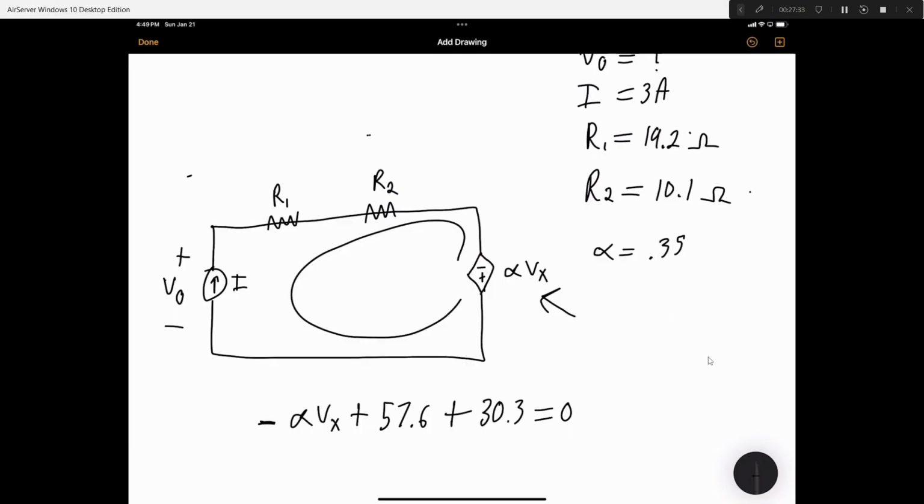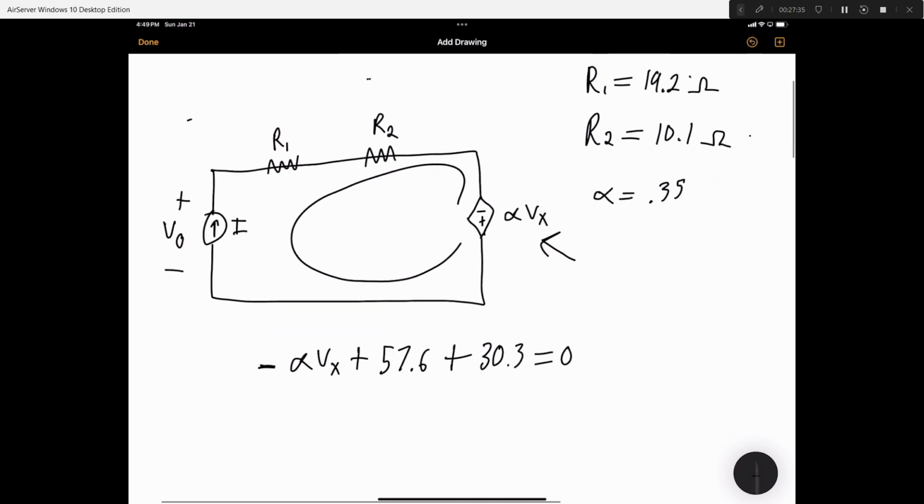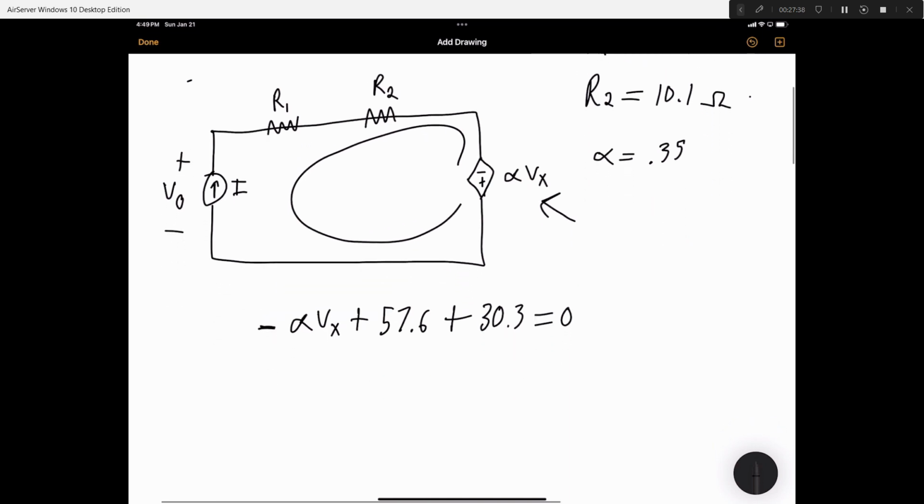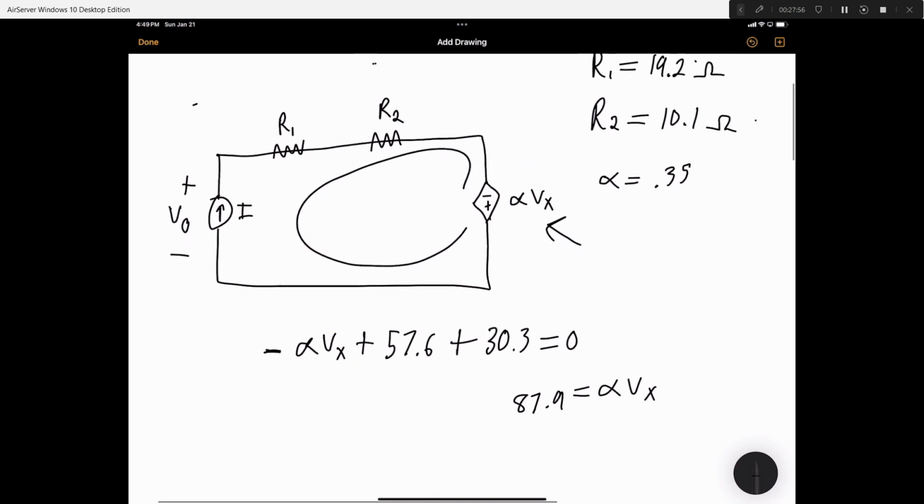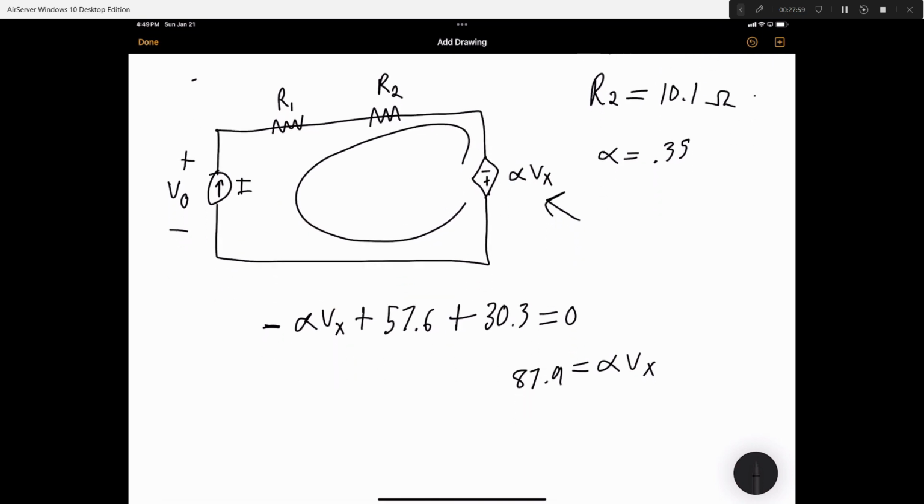So, let's see what this yields us. So positive alpha. Positive alpha. Let's add this together. 87.9. Well, do we know alpha? We do. 87.9 divided by 0.35. It's a big number. 51.14 is equal to V sub x.